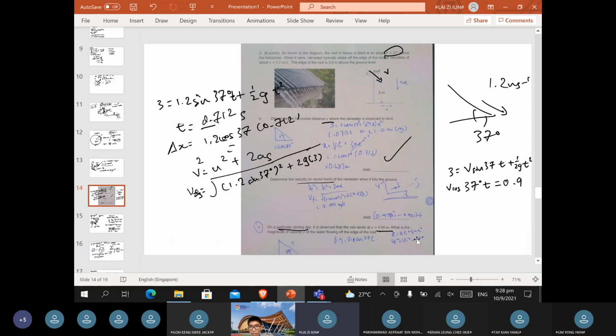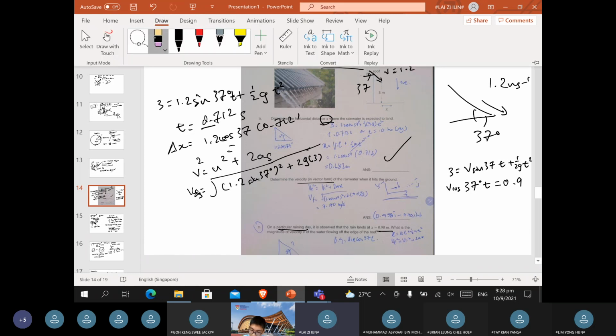Okay, Jonathan. So maybe for the sake of everyone, we run through the questions now. Okay, so it says that the angle is 37 degrees. When it rains, it typically slides off at a velocity of 1.2 meters per second. So initial v is 1.2 meters per second. The edge of the roof is 3 meters above the ground. Then they ask you to find the horizontal distance where the rainwater is expected to land.